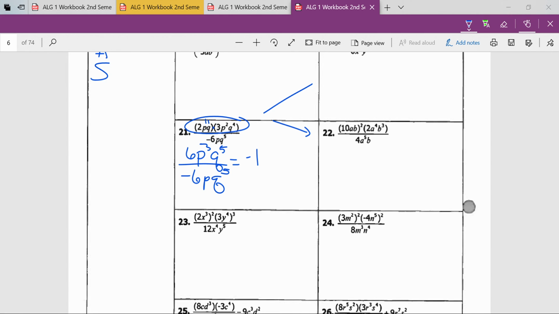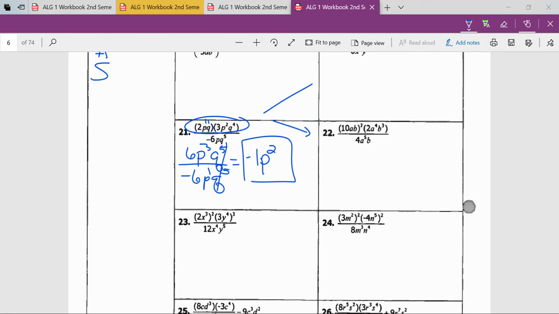P to the 3 and P to the 1, remember, as an exponent of 1. We'll divide to give me P to the 2, very good. Q to the 5 and Q to the 5, very good. They will cancel. So let me erase that P and that Q.